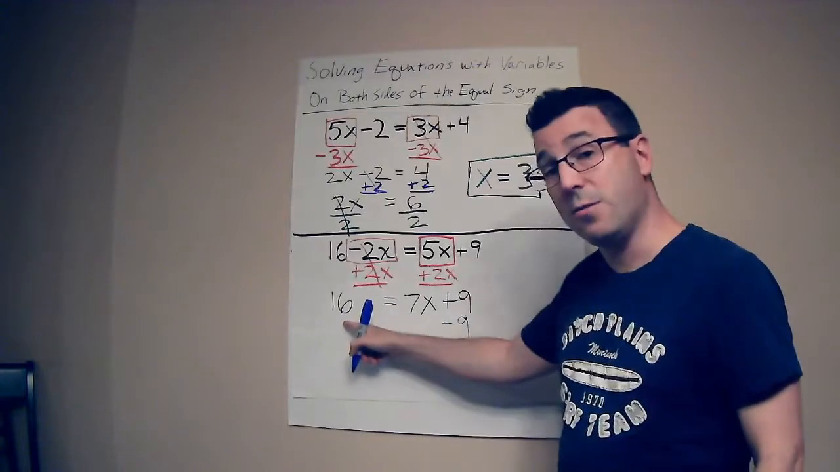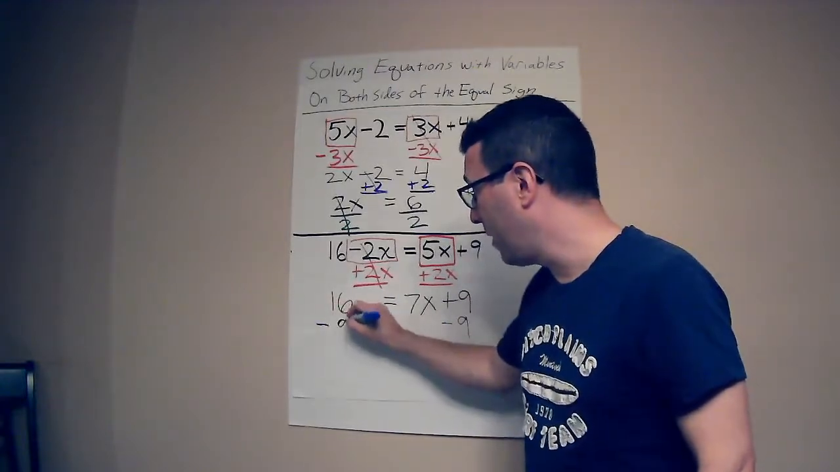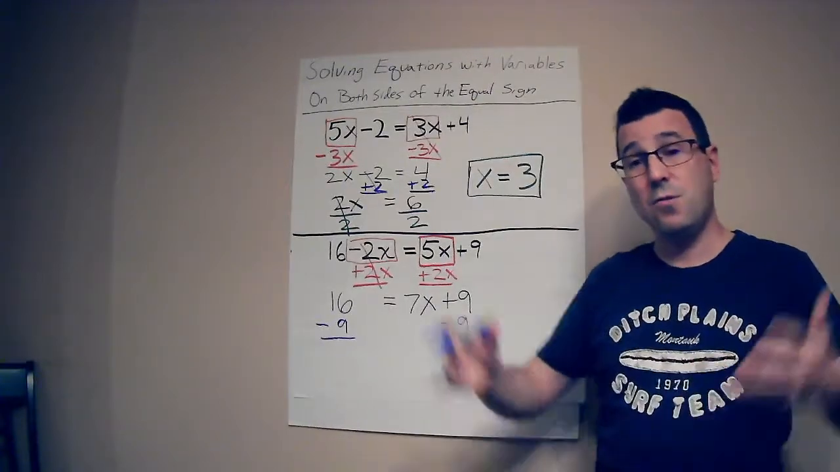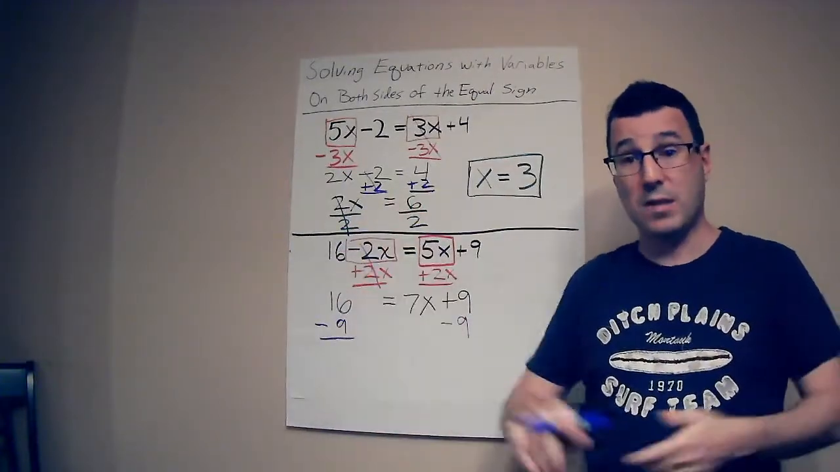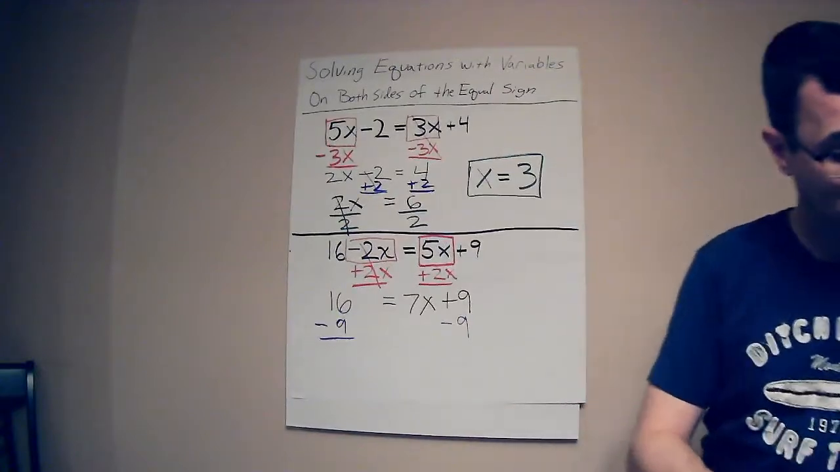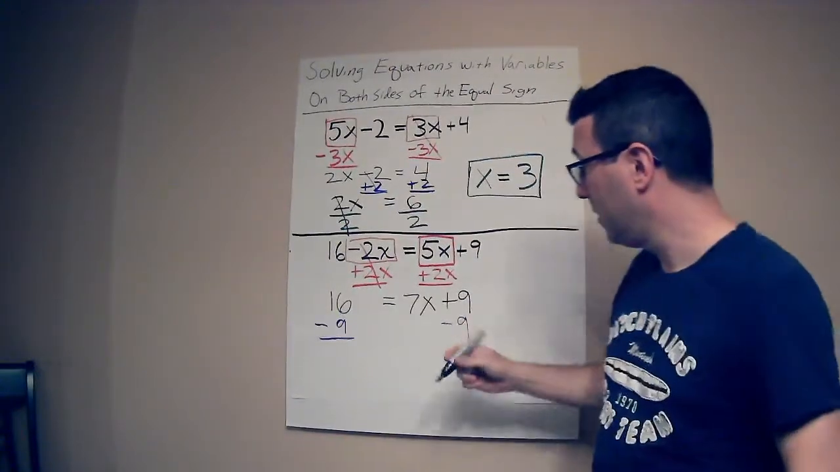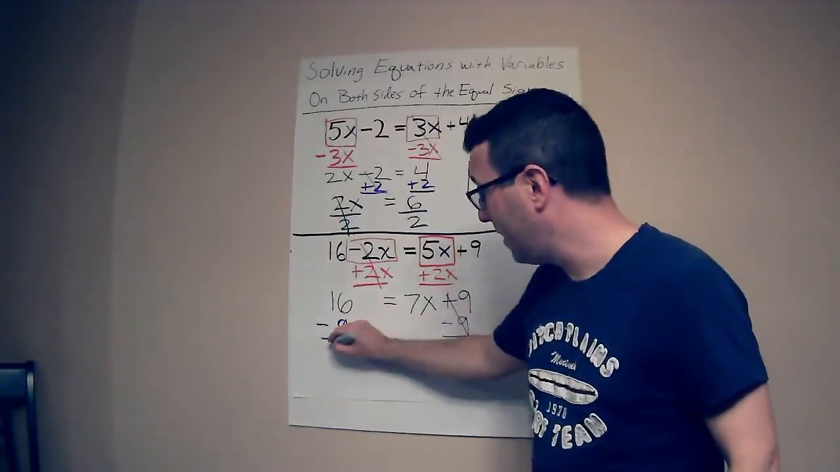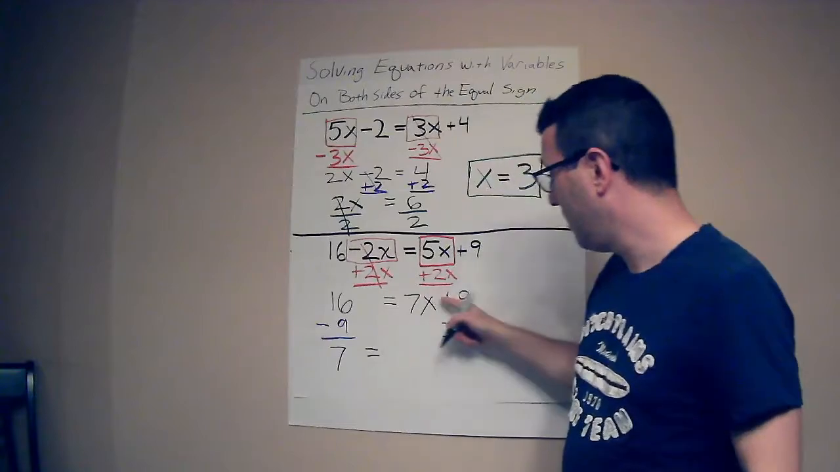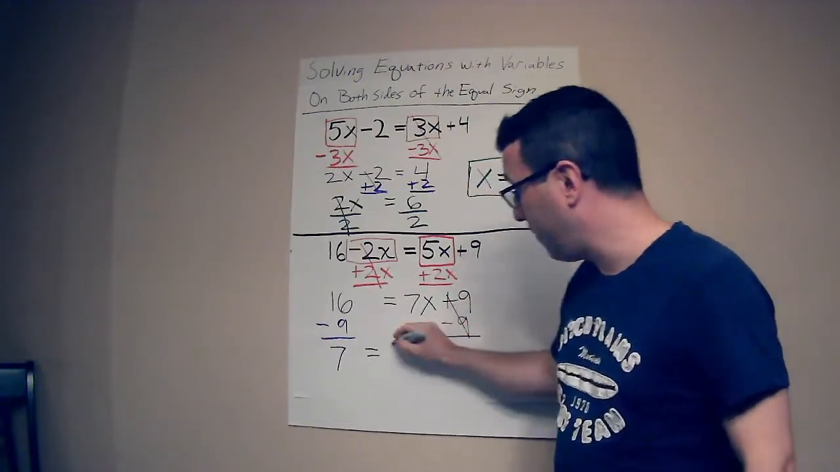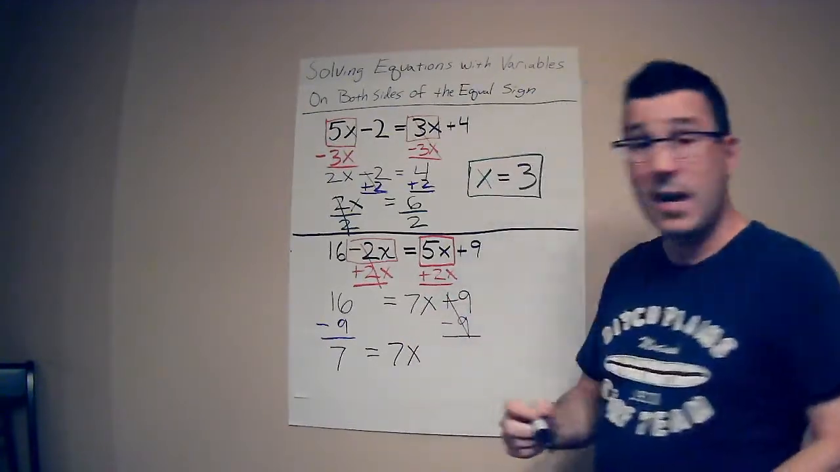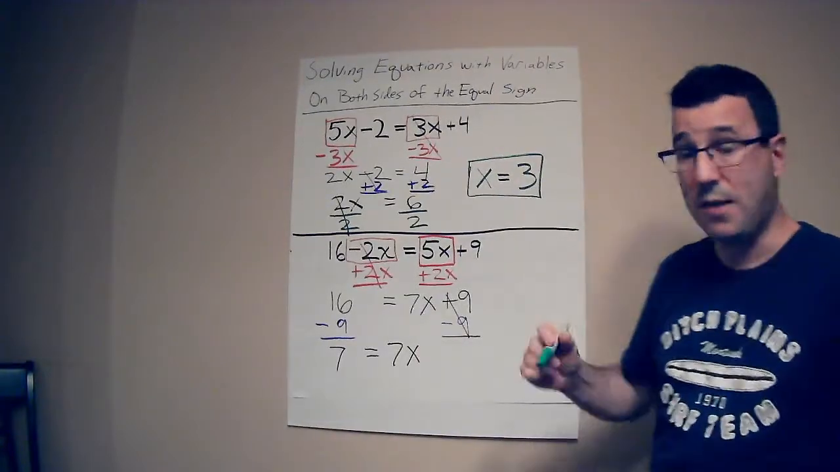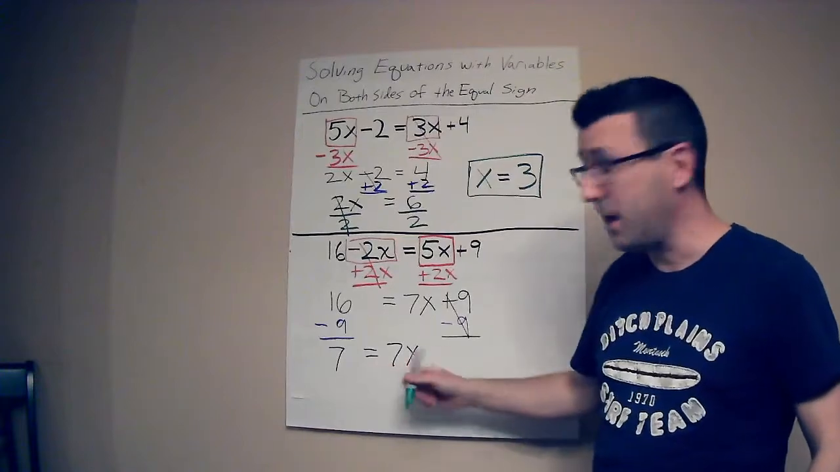I also need to do it to the 16. Remember, in order to keep our equation balanced, we need to do the same operation to both sides. So, if that cancels out, 16 minus 9 is 7. These 9's canceled out, so all we're left with is 7x. And now we have just a nice simple one step, 7x equals 7, or 7 equals 7x.